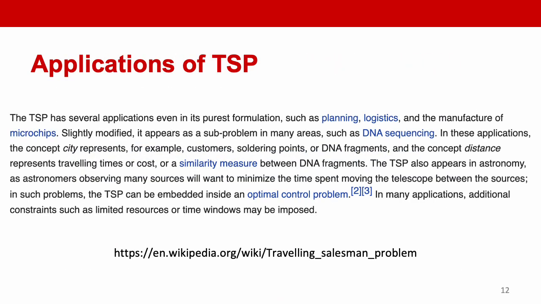Some of the applications of traveling salesperson include planning and logistics, and even the manufacturing of microchips, DNA sequencing. So the concept of city and distance mean different things in those contexts. If you ever take the AI course, which I think is CSC 411 at NC State, you might learn about robot planning, which would be some applications of TSP.